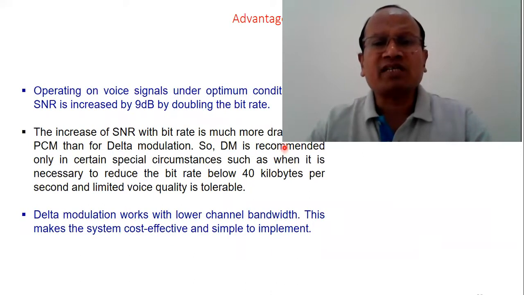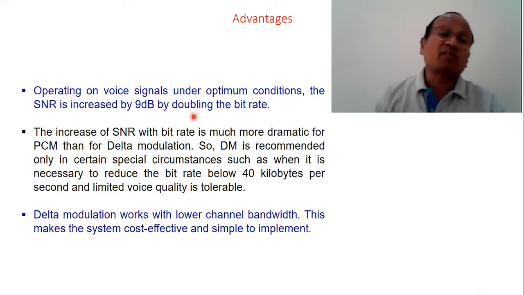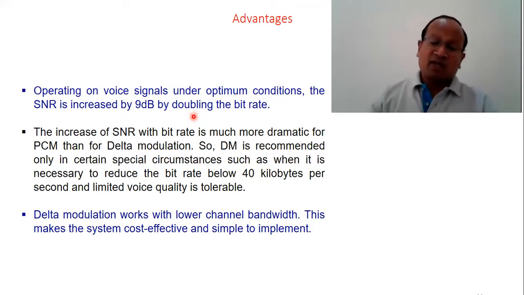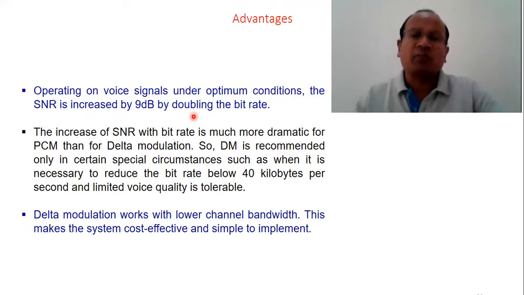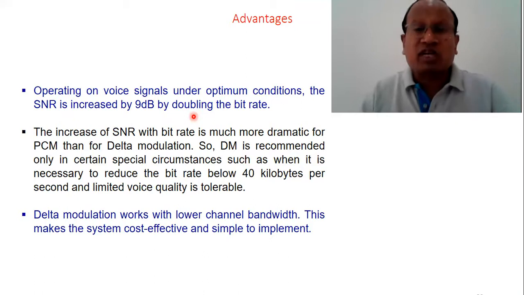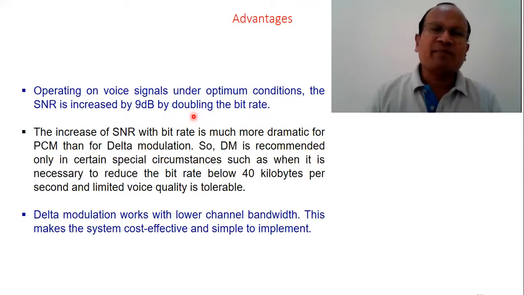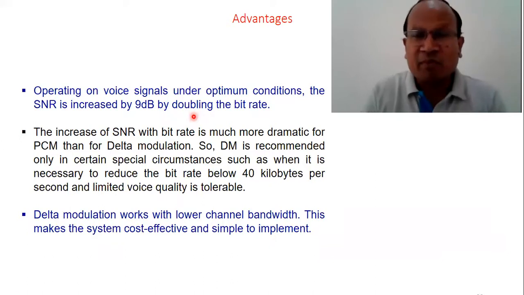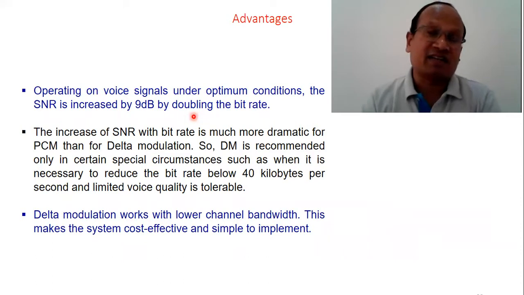So what are the advantages of delta modulation? Operating on speech signal under optimum conditions, SNR is increased by 9 dB by doubling the bit rate. Means there are two advantages. One, we improve the bit rate, because see what happens if we reduce the number of bits required to encode. So effectively, the transmission will improve. So with the double bit rate, we can obtain 9 dB improvement in the SNR when we compare with ordinary DPCM.